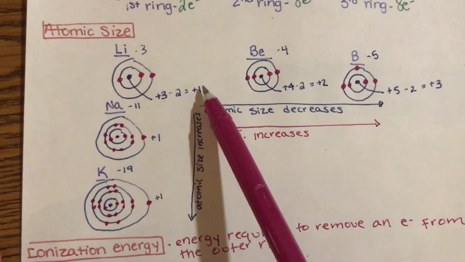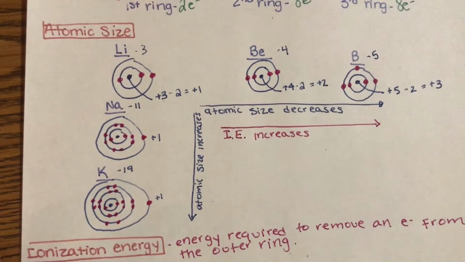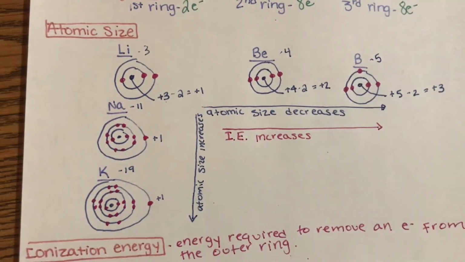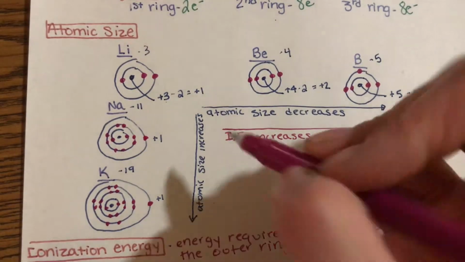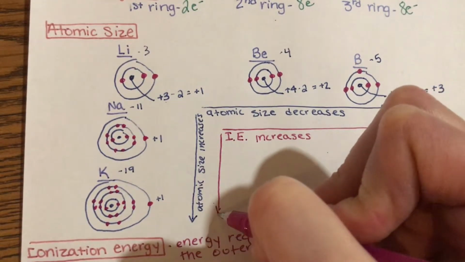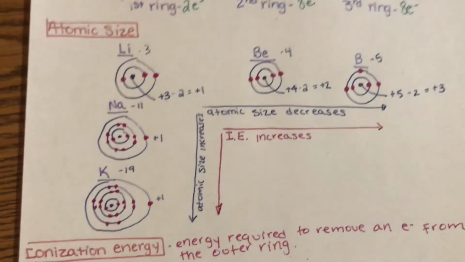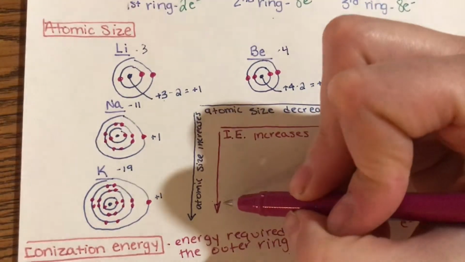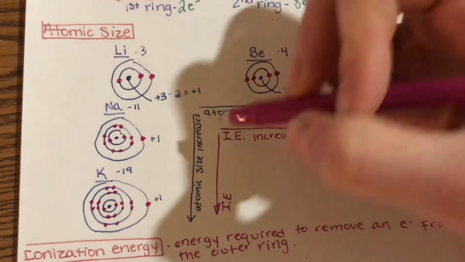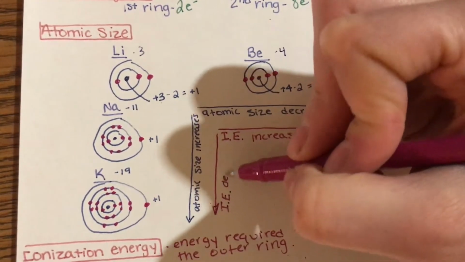So again, it's because we have more pull from the nucleus, so it's harder to remove those. As I move down, the electrons are further and further away from the nucleus. So think of like if you had 2 magnets really far apart, it's not as hard to remove them versus 2 magnets that are really close together. So since they're further apart, as you move down the periodic table, your ionization energy is going to decrease, because the distance between the nucleus and those outer electrons is greater, so it's easier to remove them. So ionization energy decreases.